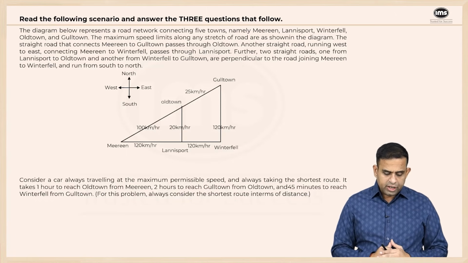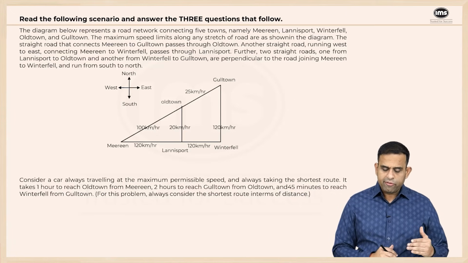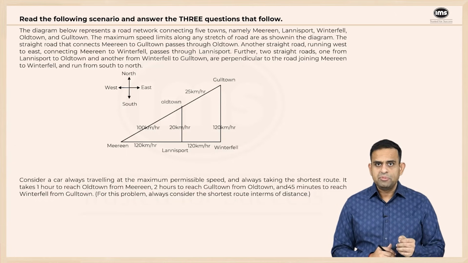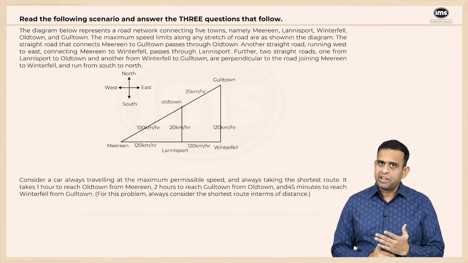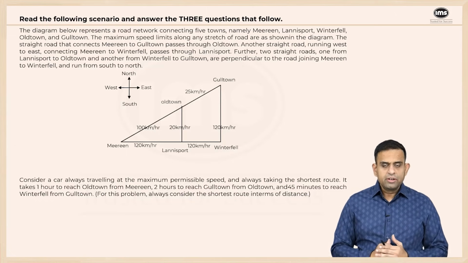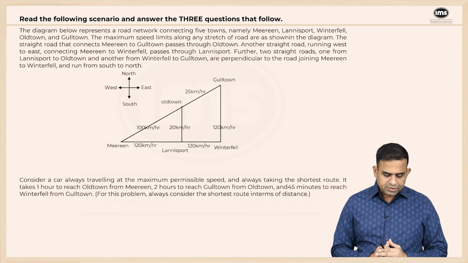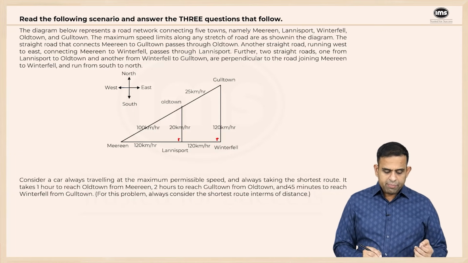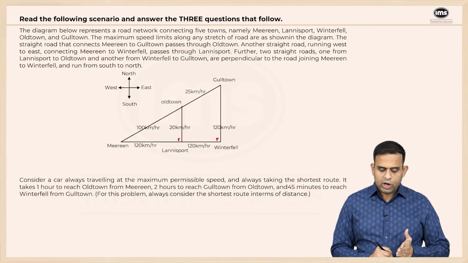Another straight road runs west to east connecting Marine to Winterfell. So going from west to east, Marine to Winterfell passes Lannisport. That means Lannisport also comes in the straight line, somewhere in the middle. Further, two straight roads, one from Lannisport to Old Town and another from Winterfell to Gulltown, are perpendicular to the road joining Marine to Winterfell and run from south to north.